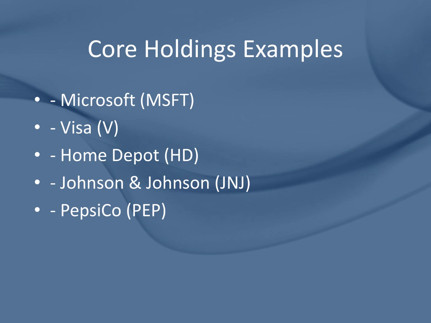So we're talking about companies like PepsiCo, Johnson & Johnson, Microsoft, Visa, Home Depot. Those names listed as examples. Big, stable businesses just cranking out bigger dividends each year. Exactly. They form that reliable foundation.